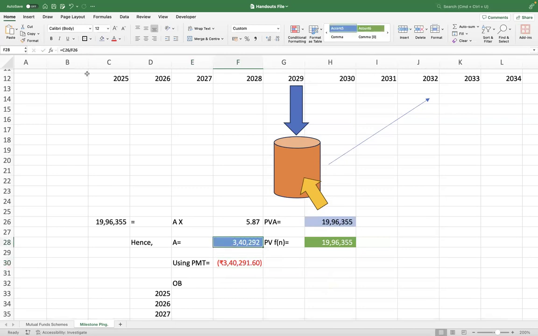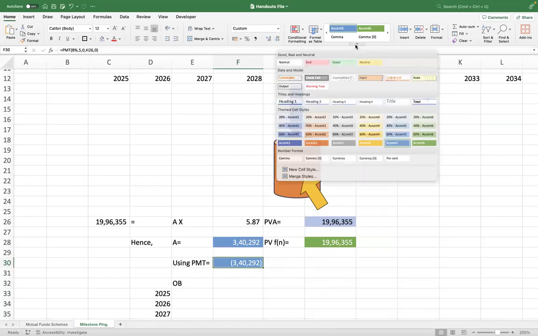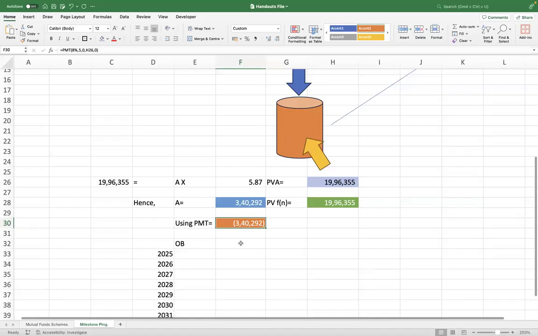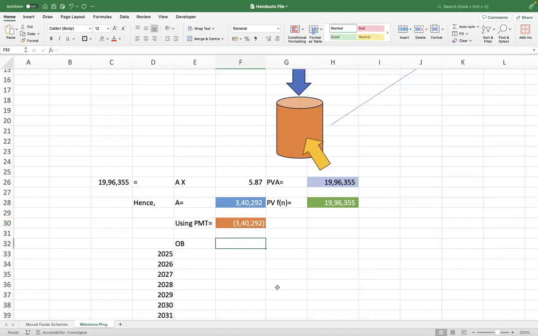ये देखिए आप, 340,292. नेगेटिव में क्यों आया बताइए? Why did it come in negative? Because it's a cash outflow. Same concept. So you can even do it using Excel. तो आपको फॉर्मूला करने की जरूरत ही नहीं है.